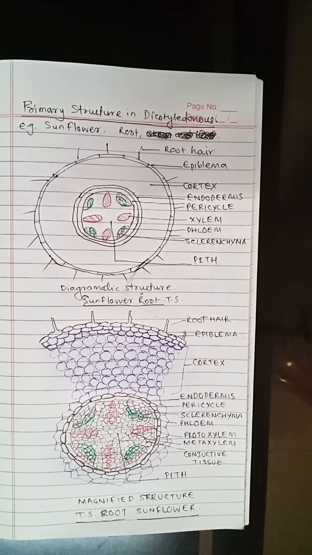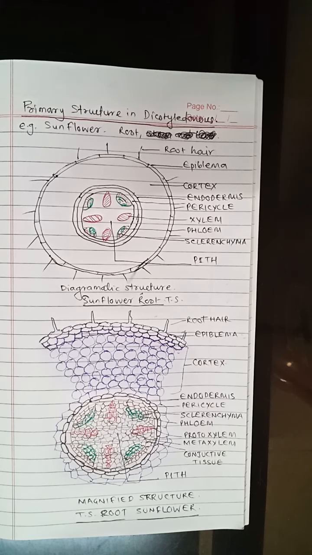The epiblema is also called piliferous layer. It is formed of a single layer of thin-walled cells. Some of the cells are enlarged outwards to form tubular and unicellular root hairs. Means the root hairs develop from the outermost layer, that is epiblema.